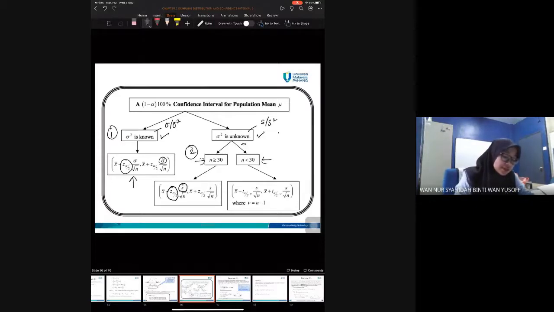For n less than 30, similarly we have S because it is unknown, we don't have the sigma value. But for the small sample size, we have the t distribution here. That's how we know this formula is for the unknown and n less than 30. We go to the distributions, Z and t.